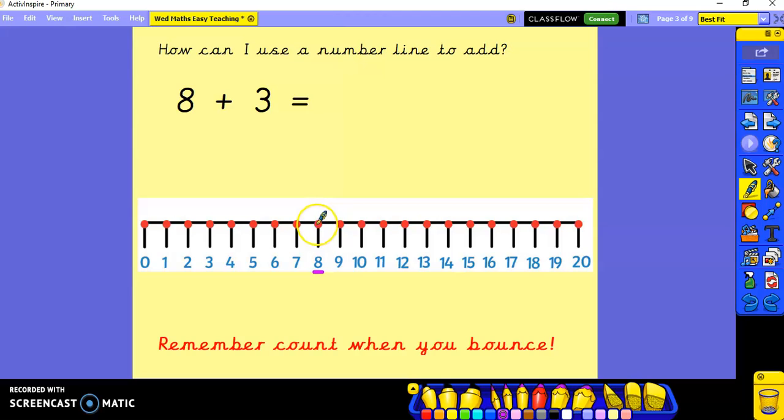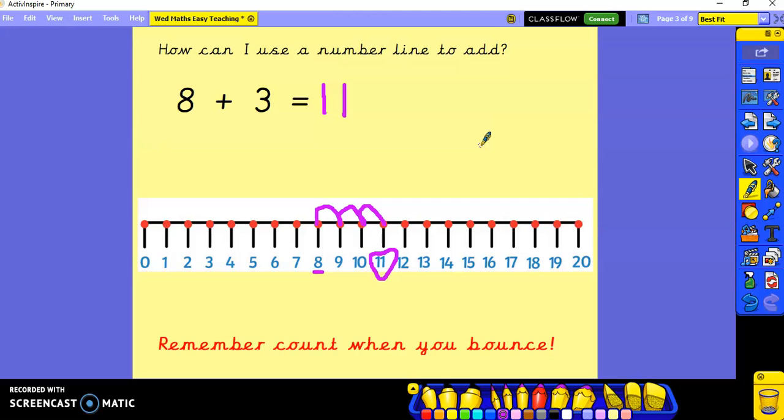Remember, count when you bounce. So starting on the number 8, we're going to count 3 bounces forwards together. Are we ready? 1, 2, 3. And where have we landed? We've landed on the number 11. So our answer is 11. 8 add 3 equals 11.